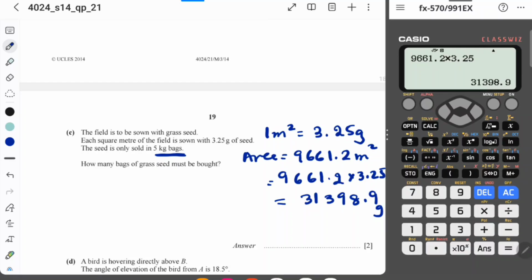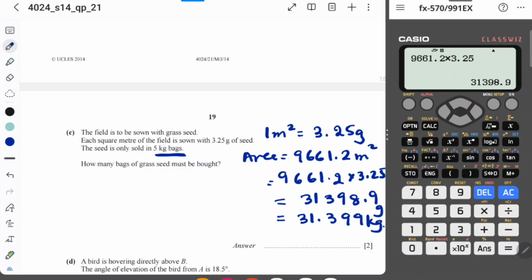So how many kgs will be there in 31,398.9 grams? You'll divide by 1000. So that will be equal to 31.3989. You can take 31.399 kgs. So in 31.399 kgs, how many bags will fill?